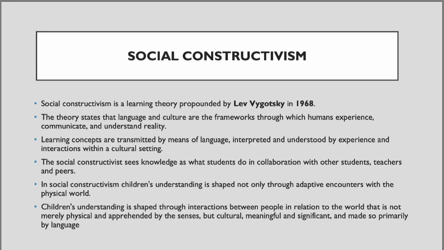In social constructivism, children's understanding is shaped not only through adaptive encounters with the physical world, but through interactions between people in relation to the world that is not merely physical and apprehended by the senses, but cultural, meaningful and significant, and made so primarily by language. The level of potential development, academic achievement, is the level of development that the learner is capable of reaching under the guidance of teachers or in collaboration with peers.